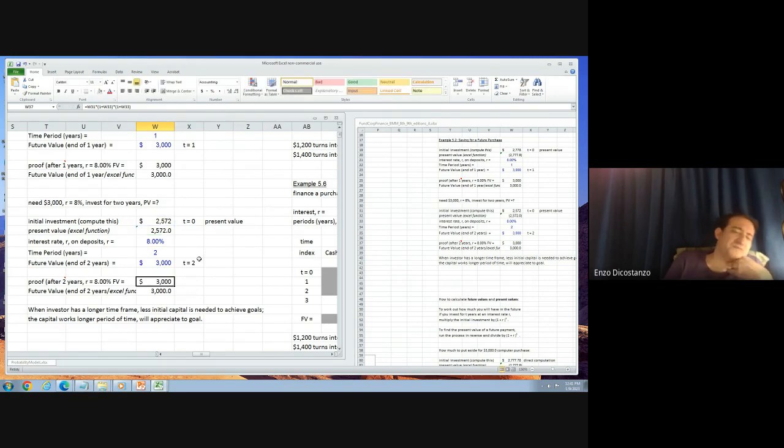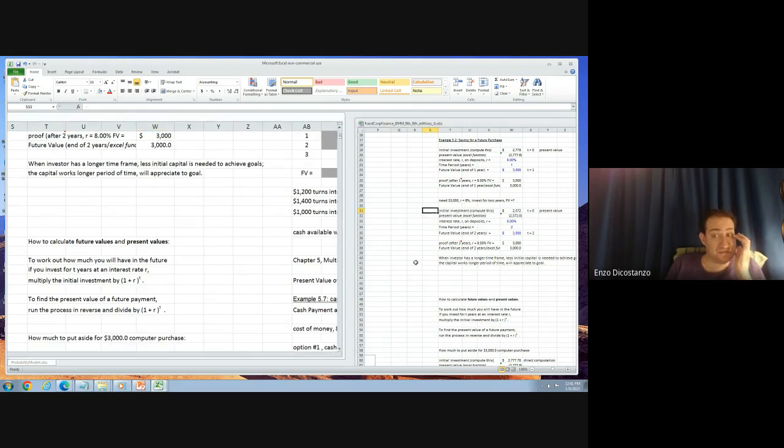Okay. The longer time frame, what's the conclusion? Longer time frame, you need less initial capital to achieve the goals. And the capital works for a longer period of time. Okay. That's what that means.